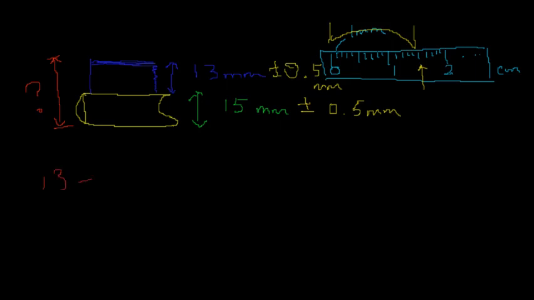13 plus 15, okay, that gives 28 millimeters. So that's fine. But what about the error? I know that since each of these numbers came from those two, which have some errors, my answer of 28 millimeters can't be an exact answer. There must be some error. But what?